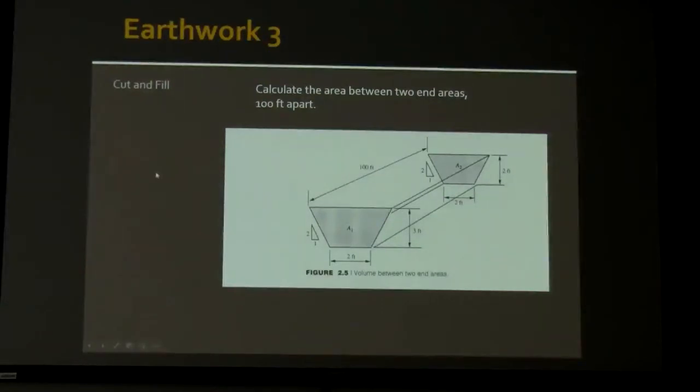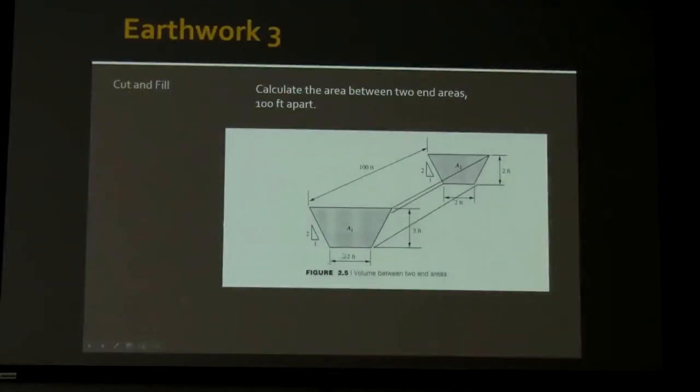Here we want to calculate the volume between two end areas 100 feet apart, assuming that A1 and A2 are not equal. And here in this particular case we do not have vertical sides, we have sloped sides. The reason we have a slope on the side is to prevent a cave-in. So we know what the friction angle of a soil is, and the cohesiveness of the soil, and the friction angle would determine what slope we would need to prevent cave-in.